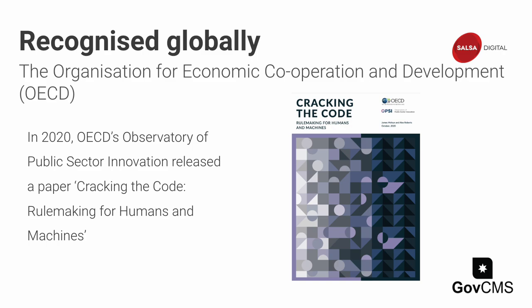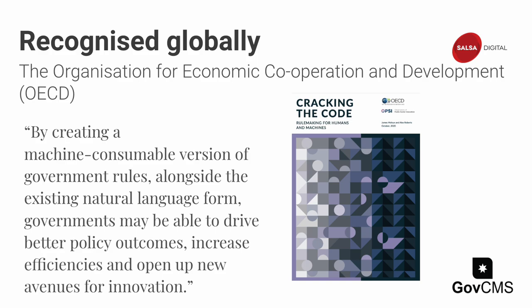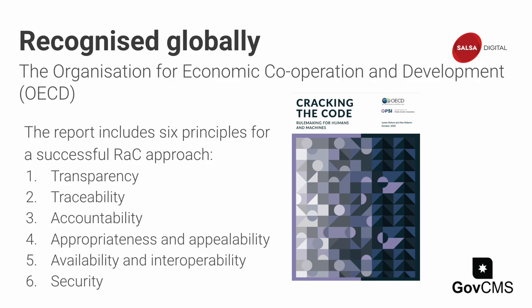Rules as Code is also globally recognised as an area for transformative growth in government. In 2020, the Organisation for Economic Cooperation and Development released a paper, Cracking the Code, Rulemaking for Humans and Machines. In that paper, it says, by creating a machine-consumable version of government rules alongside the existing natural language form, governments may be able to drive better policy outcomes, increase efficiencies, and open up new avenues for innovation. The paper includes 6 principles for a successful Rules as Code approach: transparency, traceability, accountability, appropriateness and appealability, availability and interoperability, and security.